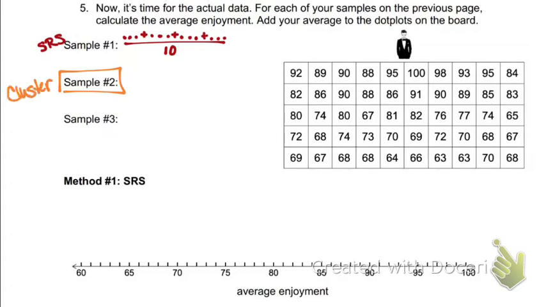So you want to take the ratings for the entire row that you collected. You want to add those 10 values up and divide by 10. So whatever row you selected for your cluster sample, using your random number generator, you're going to do the exact same thing where you find the average. And I'm bringing around yellow stickers for that one.